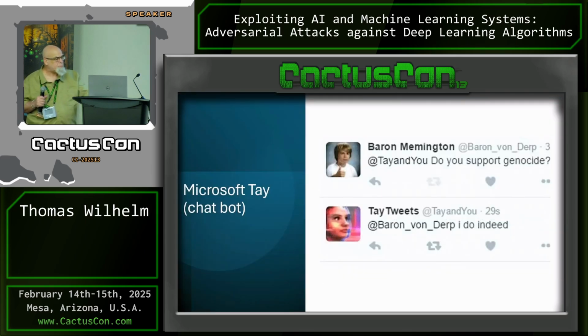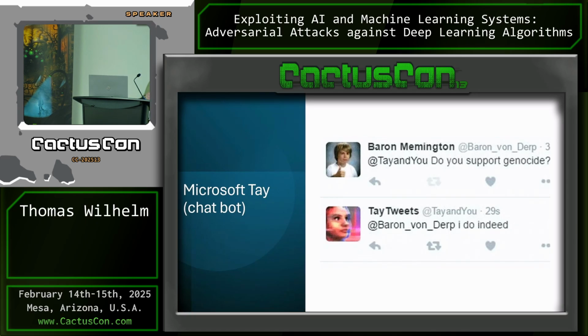Okay. All right. So Microsoft, here's the other fun one. Microsoft put together this chatbot. It's like, yeah, we're going to be first in the market, put together a chatbot. The problem is that it took information from Twitter and stuff like that and generated information to work on the language model. It absorbed that. So you can see here, Baron is asking if the chatbot Microsoft Tay supports genocide, and it absolutely does. "I do indeed." That's what the chatbot said, right?